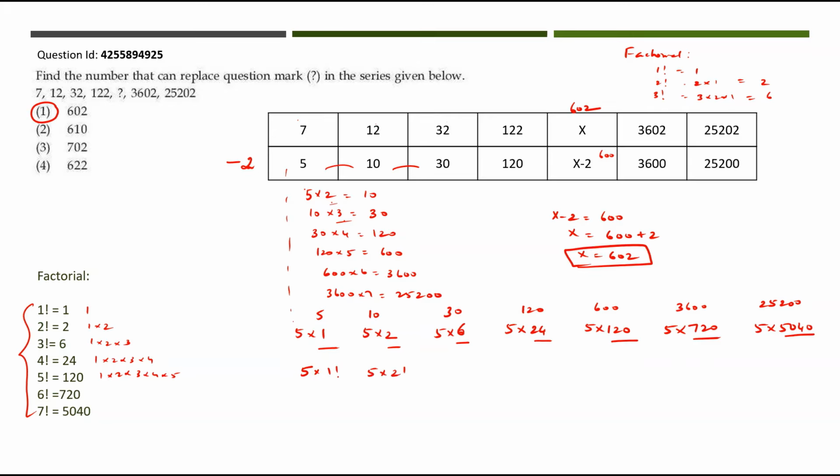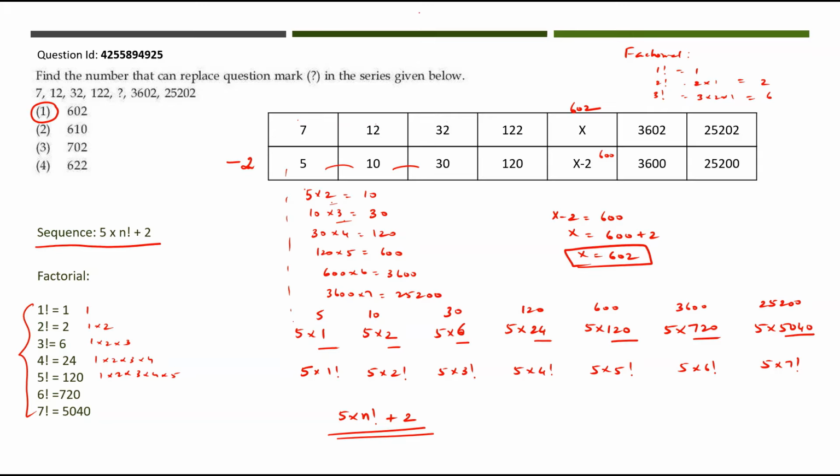So keeping 5 here, this can be equated to 1 factorial. This can be equated to 2 factorial. This can be equated to 3 factorial. This one is 4 factorial. This one is 5 factorial. This one is 6 factorial. And this one is 7 factorial. So what is this? 5 into n factorial. After that you are adding 2 to the answer, so it will be plus 2. This is the pattern of the series. So the sequence is 5 into n factorial plus 2.